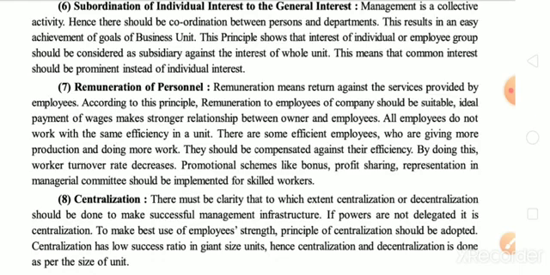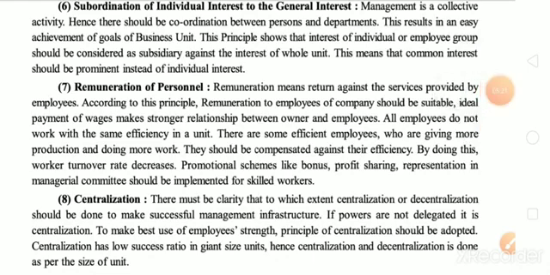All employees do not work with the same efficiency in a unit. There are some efficient employees who are giving more production and doing more work. They should be compensated for their efficiency, and by doing this, worker turnover rate decreases. Promotional schemes like bonus, profit sharing, representation in managerial committee should be implemented for skilled workers.